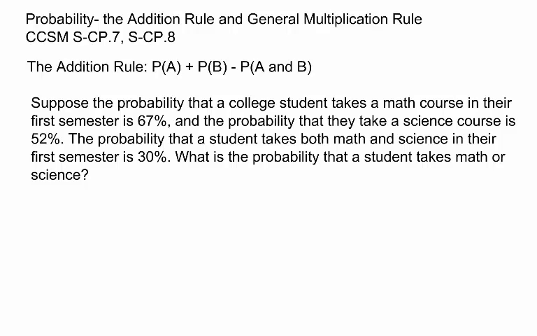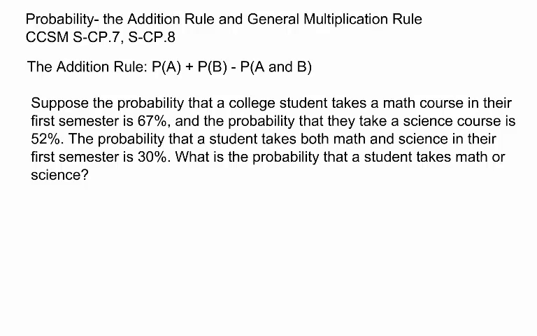Suppose the probability that a college student takes a math course in their first semester is 67%, and the probability that they take a science course is 52%. The probability that a student takes both math and science in their first semester is 30%. What is the probability that a student takes math or science?